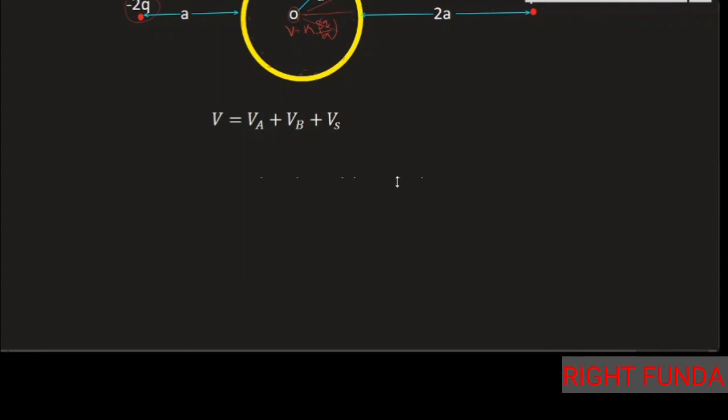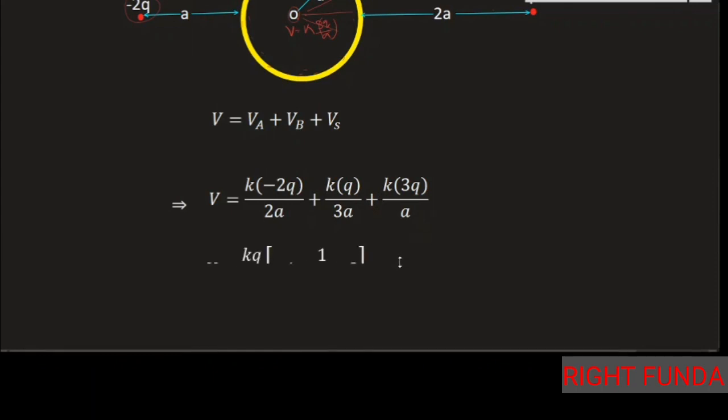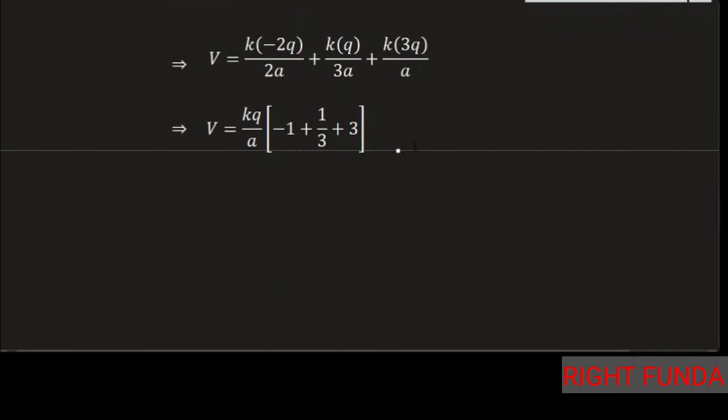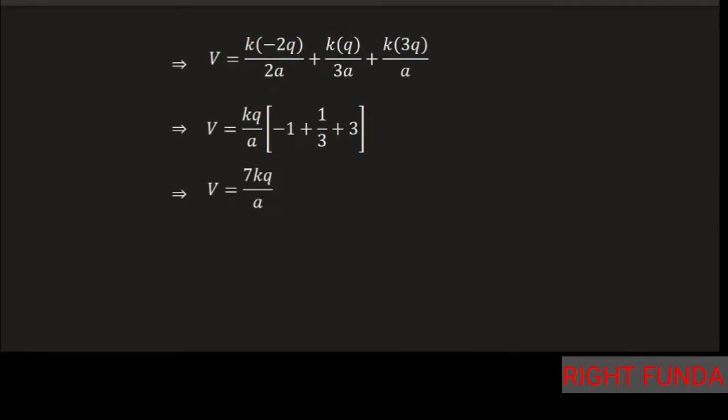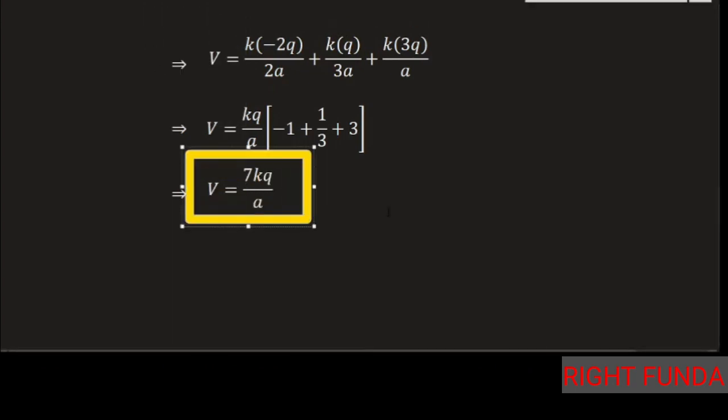If you write these values, we get the potential equal to K minus 2Q by 2A plus KQ by 3A plus K 3Q by A. If we simplify, taking KQ by A common, we get minus 1 plus 1 by 3 plus 3. Simplifying this, the potential we obtain is V equal to 7 kq by A. This is the net potential due to all the charges at the center of the sphere.